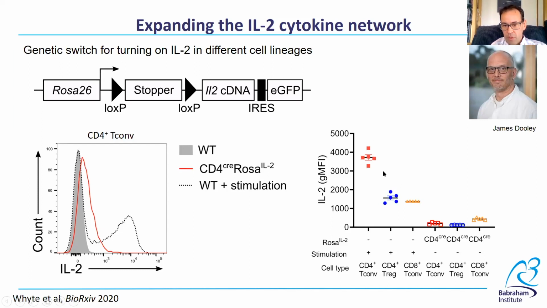On the right is now a graph looking at the natural expression. The first three columns are natural expression by CD4 conventional cells, Tregs and CD8s following stimulation. And then the expression driven by the transgene on the right. You can see again that this expression is about 100 times lower. So we're not overexpressing, but what we are doing is turning it on in all of the cells at a low constitutive level. So it now becomes independent of stimulation. And this CRE switch allows us to target not just T cells, but any other cell type that we want to see what happens when they start producing IL-2.